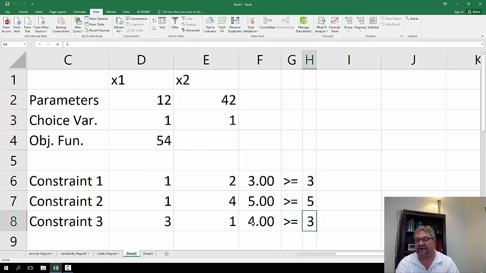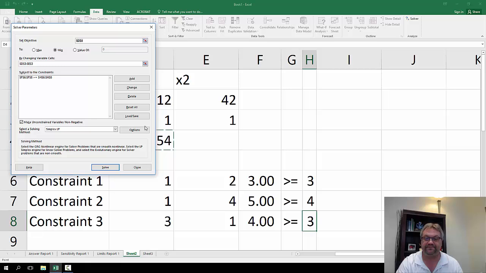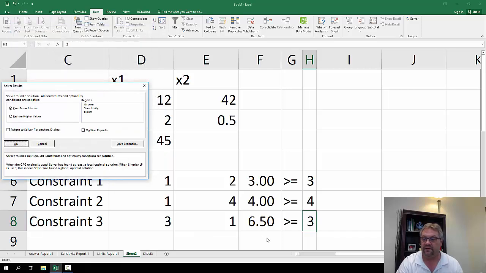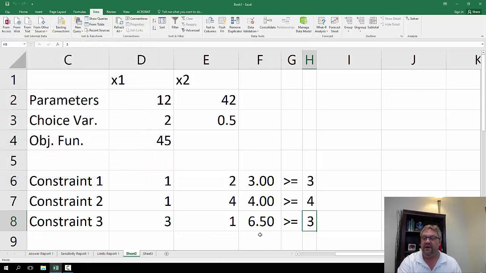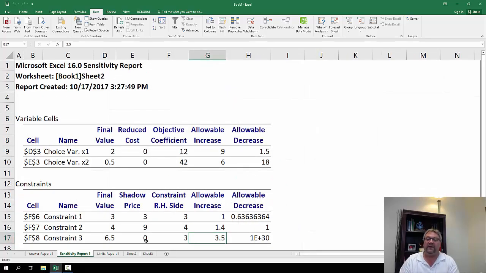Remember this was 6.5, right? If I go back, put this in as a 4, and then solve it again. There, right? That was the 6.5. So I could increase constraint 3 by 3.5 units to get to 6.5, right? And then this would become binding, but my shadow price would be 0.